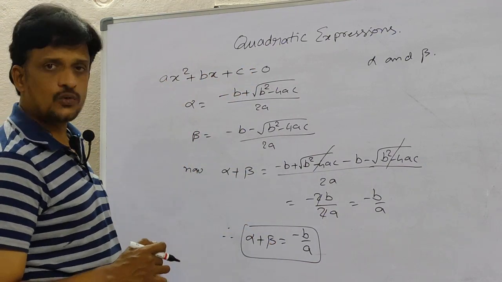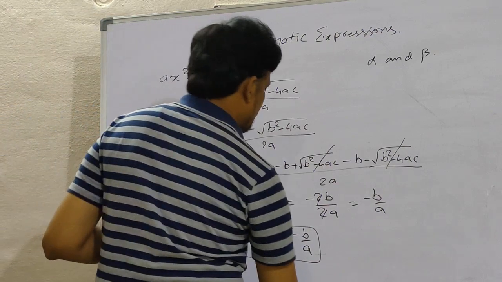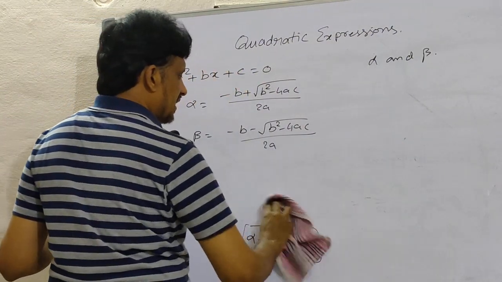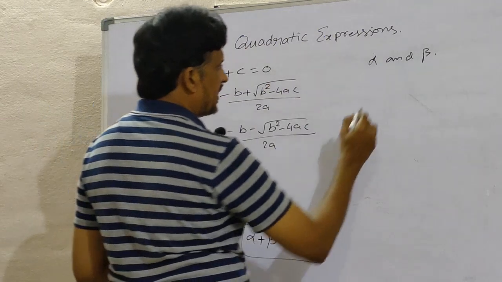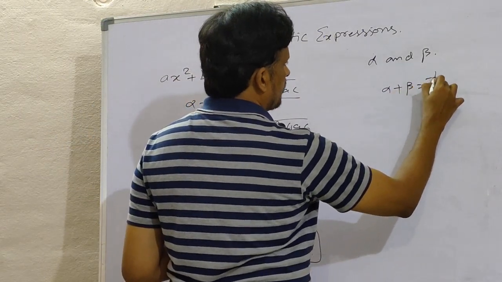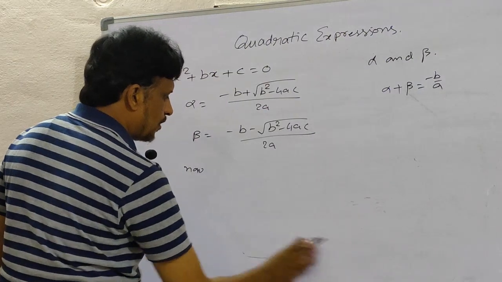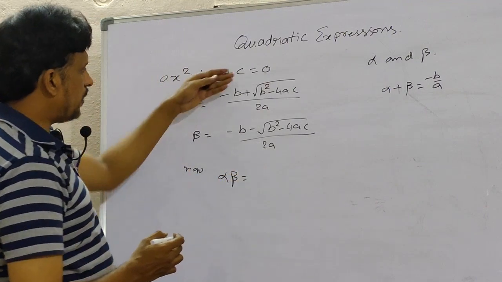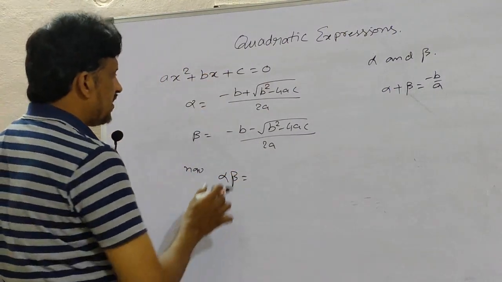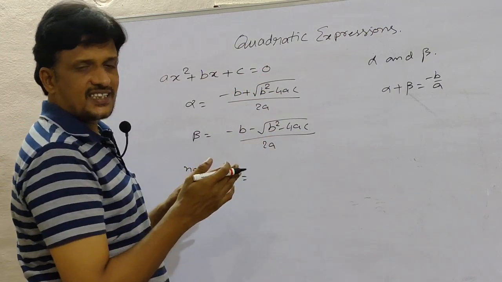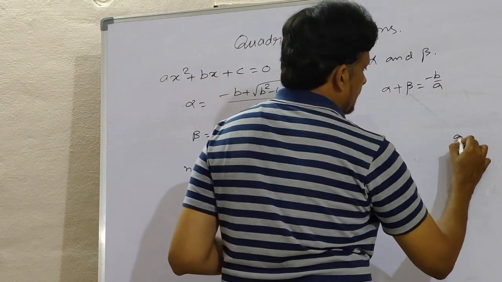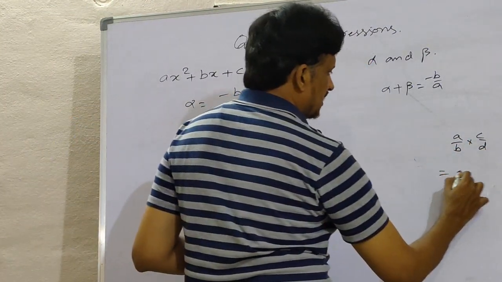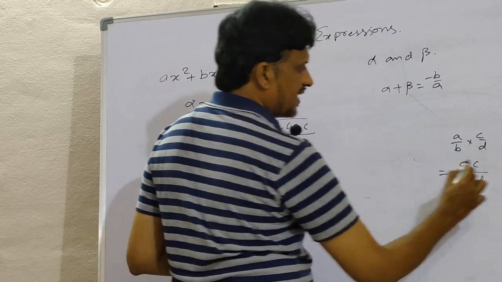In the same way, the product of the two roots also we can find here. We'll see that now. Now, alpha into beta means product of the two roots. Here what we got, sum of the roots alpha plus beta, we got minus b by a. And now we want to calculate the product of the roots, that is alpha beta. Now we have to multiply these two. If you are multiplying two fractions, for example, a by b into c by d, just multiply the numerators and multiply the denominators.